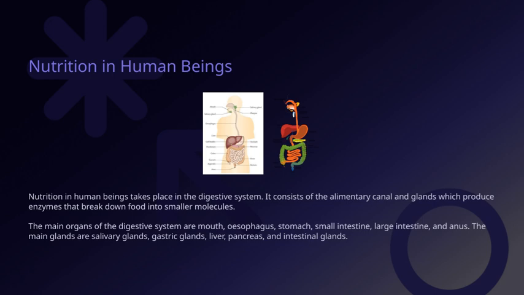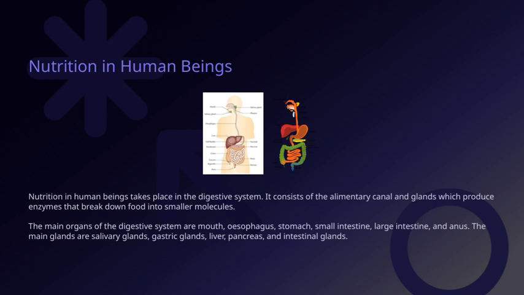In addition to these organs, there are vital glands that support digestion. The salivary glands produce saliva that starts the breakdown of carbohydrates right in the mouth. The gastric glands in the stomach secrete acids and enzymes to digest proteins. The liver produces bile, which helps emulsify fats, and the pancreas secretes enzymes into the small intestine to further break down carbohydrates, proteins, and fats. The intestinal glands also release enzymes that facilitate digestion.